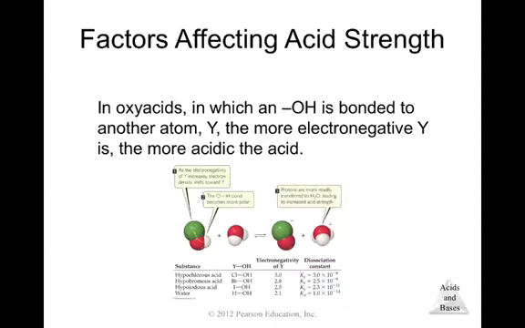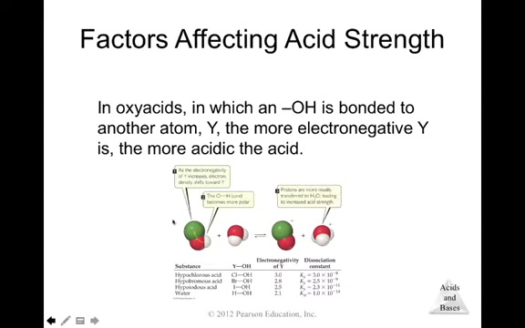Something like an oxyacid, so these are things that have an OH group on them. They're bonded to some other atom or atoms, in this case Y. As you increase electronegativity of the Y, the more acidic it is. So this might be weird at first. You might be saying to yourself, well, there's an OH, wouldn't that be a base? Well, not really in this case, because again, you're bound to that Y.